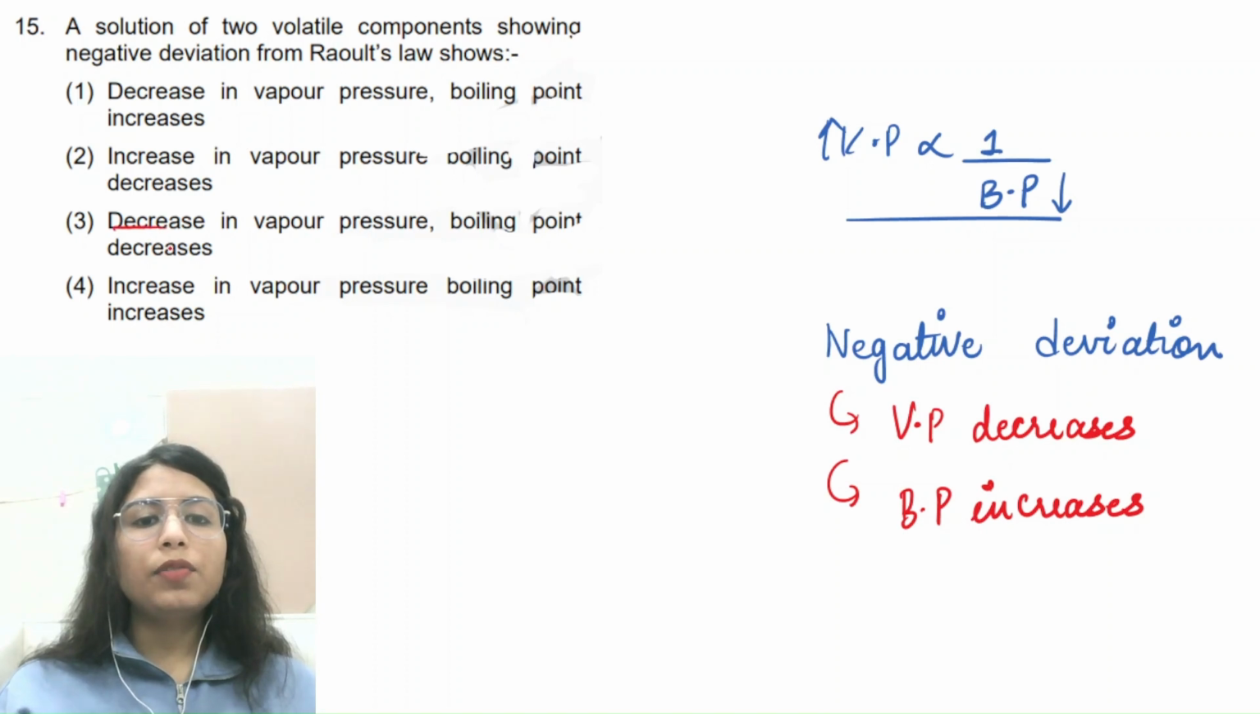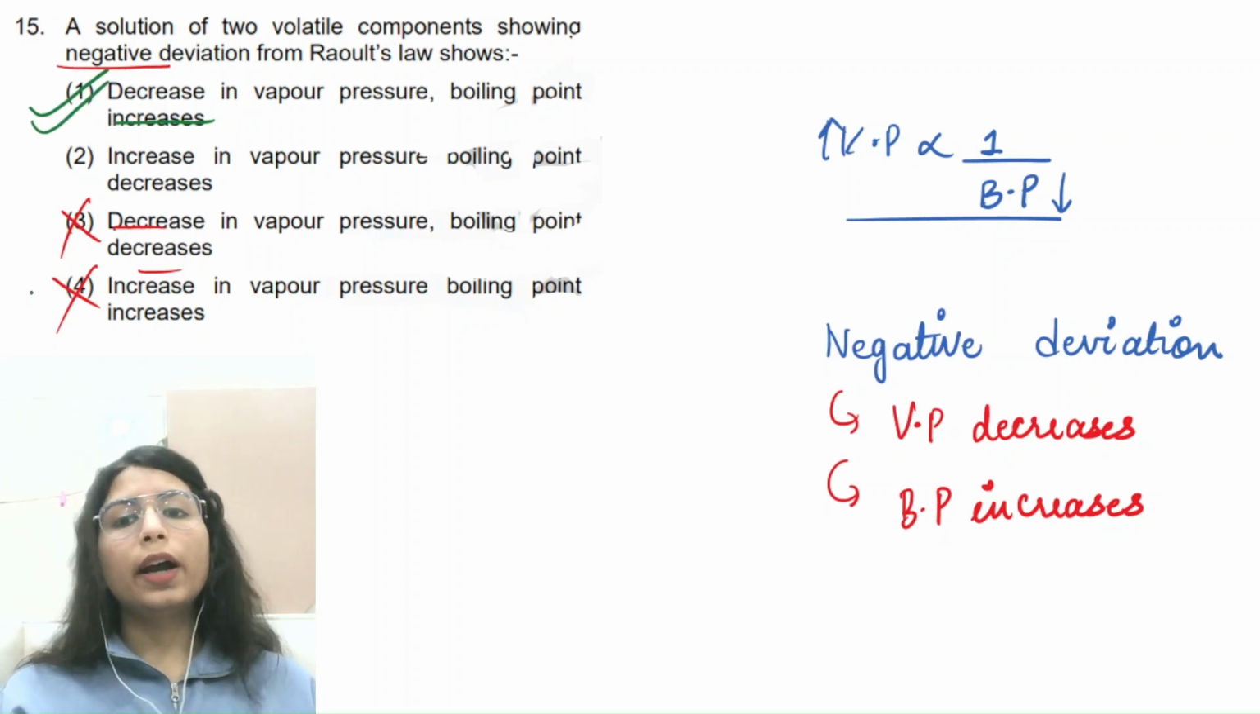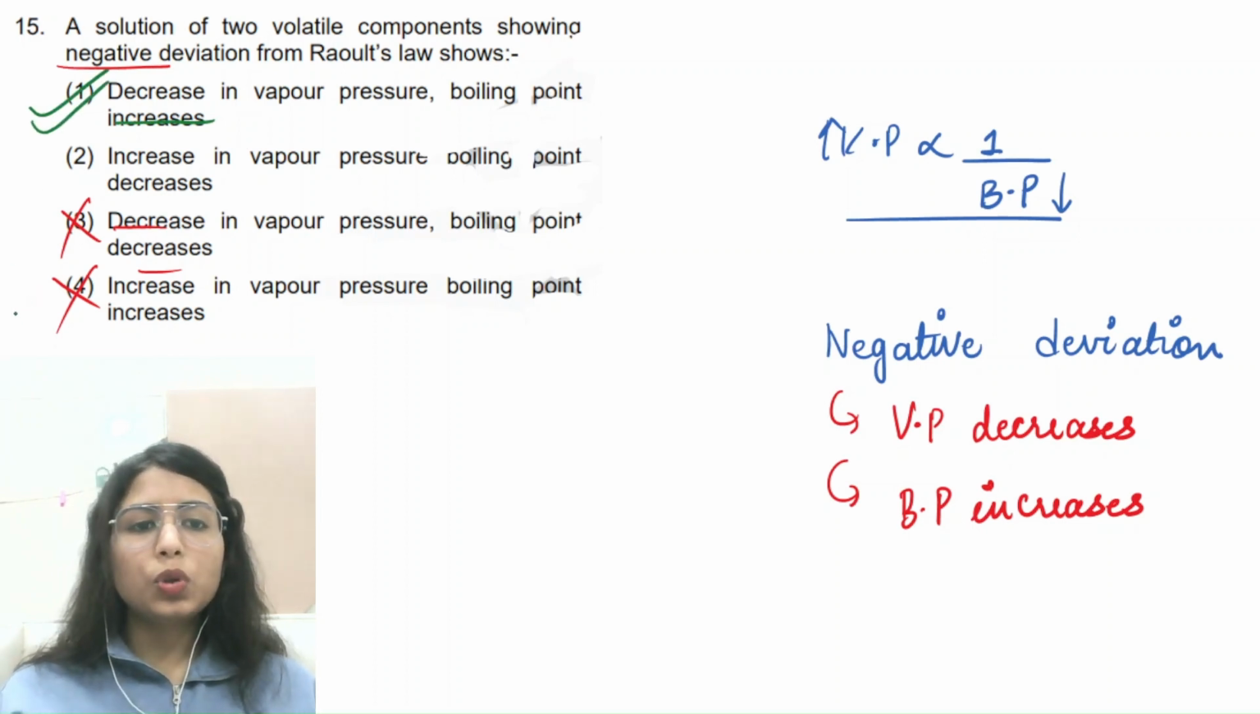That is, decrease in vapor pressure, boiling point decreases, which is incorrect. Increase in vapor pressure, boiling point increases. This is also incorrect, because it states that vapor pressure and boiling point are directly proportional, which is not the case. Now you just need to check that in the negative deviation, your vapor pressure decreases, as a result of which your boiling point increases. So that is why your first option would be the correct one. So I hope you understood this question.